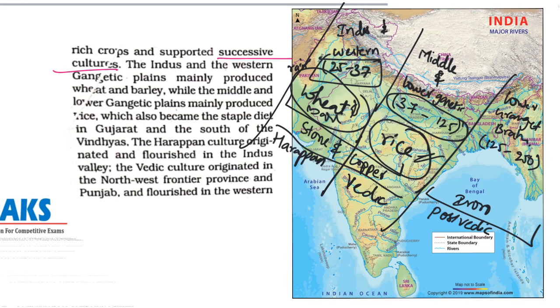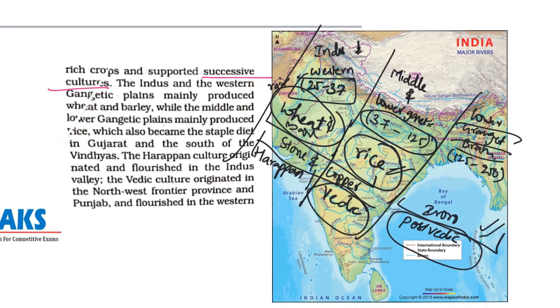Coming to the cultures which originated, we can see the Harappan culture originated and flourished in the northwestern frontier province and Punjab, but the Vedic culture developed in the middle and lower Gangetic regions. Post-Vedic culture developed in the lower Gangetic region as well as the Brahmaputra valley, where they could use iron implements. So kindly view the picture properly, and you will know that in the Indus and the western part, depending on the rainfall, the crops they have taken and the implements they have used, the cultures have come.